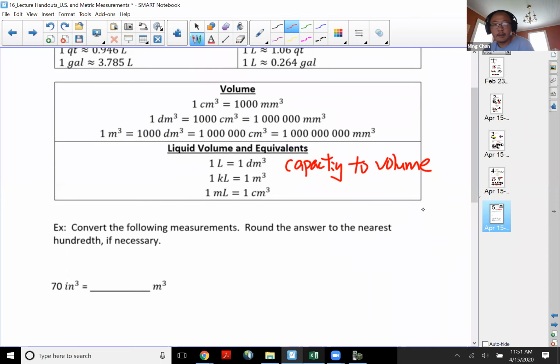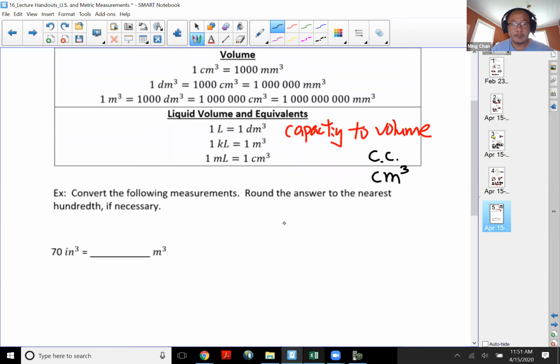I might have written this down one time in class. CC, what does CC stand for? I think I used it on my motorcycle, Mr. Chen, young days, a Katana 600 cc. CC stands for cubic centimeter. 1 cubic centimeter is equivalent to 1 milliliter. It's a 1-to-1 ratio.